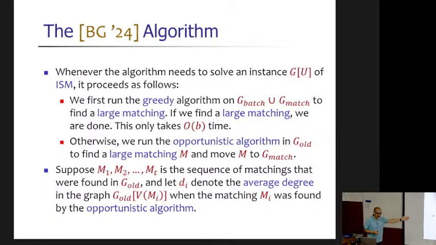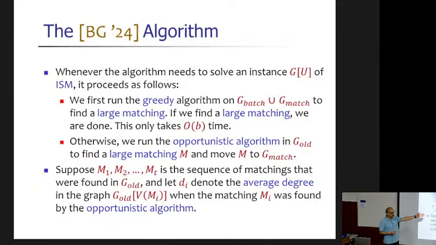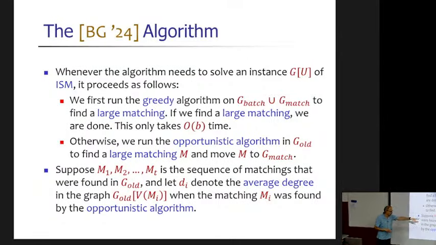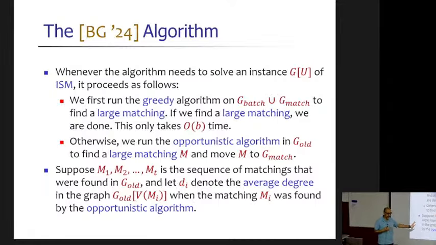So now it's time to do hard work, and you look for this matching in G old. You find this large matching M and you move it to G match. So let's suppose M1, M2 to MT is the sequence of matchings you have found in G old by repeatedly solving ISM instances during this batch. And let Di denote the average degree in this graph G old V of Mi when the matching Mi was found. Okay? So what does that mean? The work you did must be N square over Di, right? Because of the opportunistic algorithm.